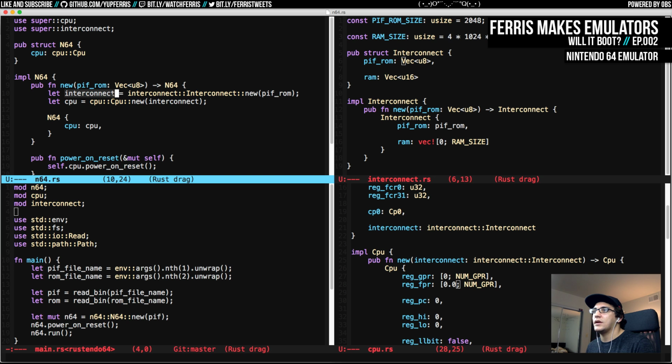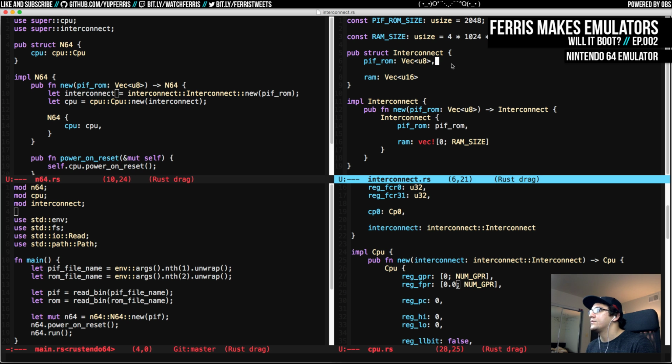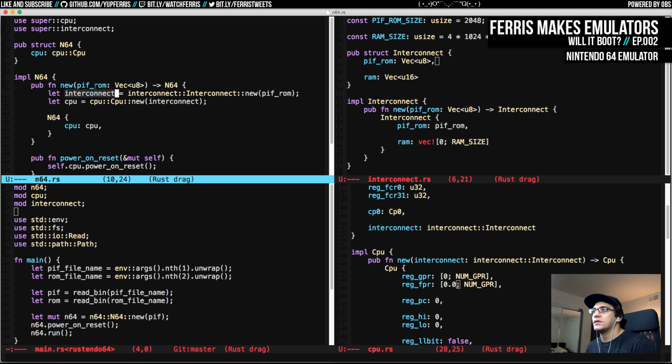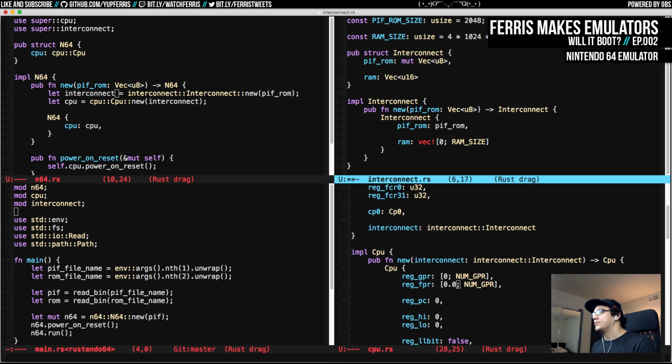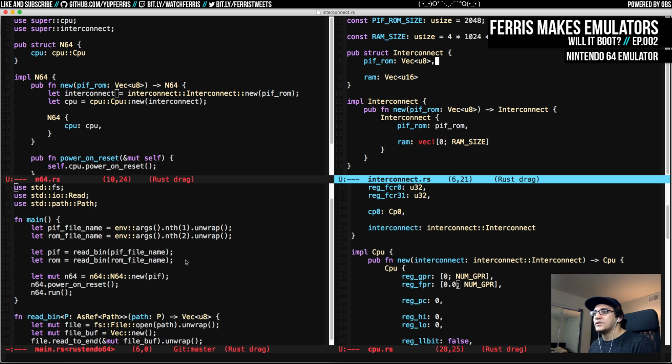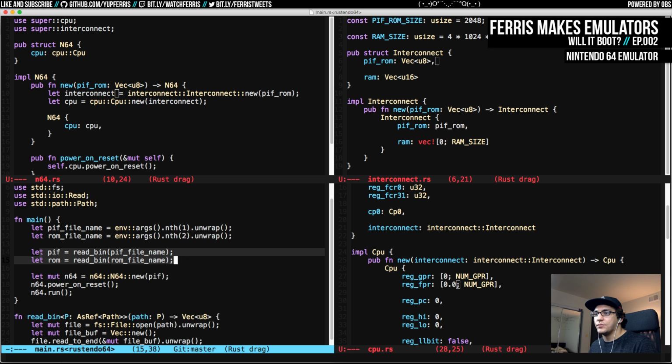So like if I build... how do I explain this? Basically, you wouldn't type mutable here because it wouldn't make sense for the structure to have that mutability encoded in it. It would make sense for the reference to interconnect, or the binding to the interconnect object, to have that mutability attached to it. So like in the case of PIF and ROM, you'll notice I didn't put mutable in these bindings because I do want these to not be mutable. But I do create a mutable N64, but I pass in this immutable object.